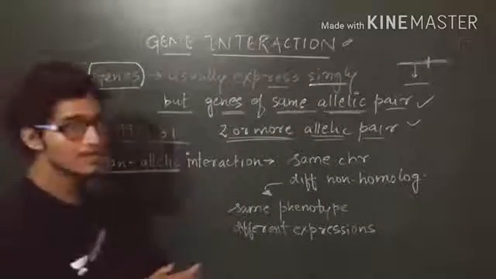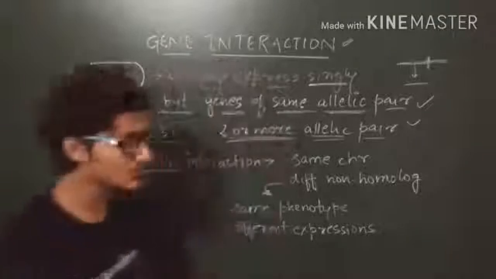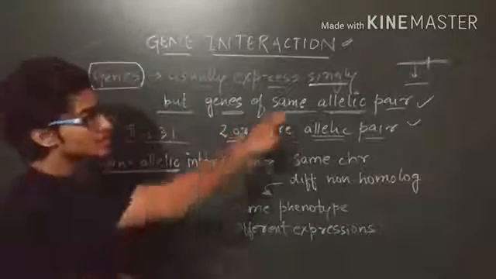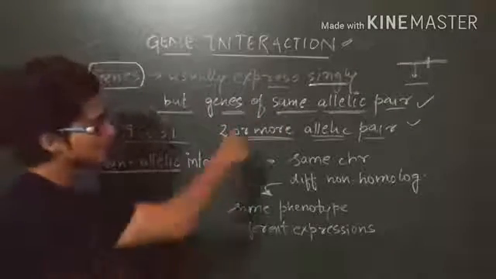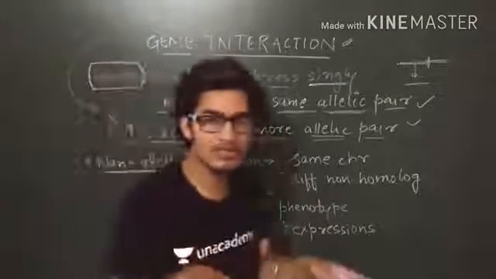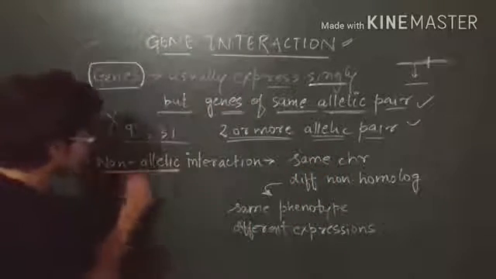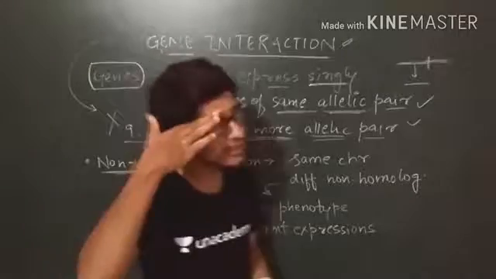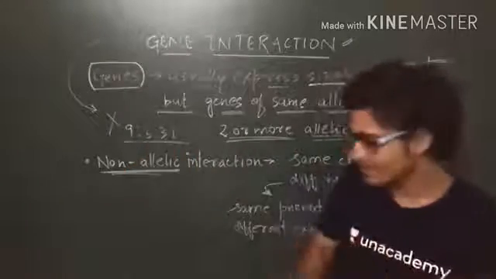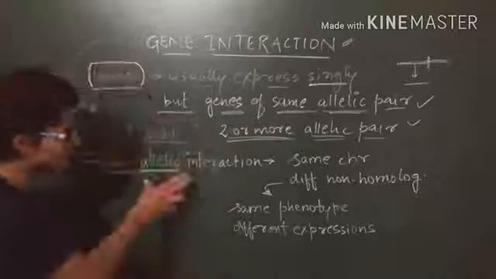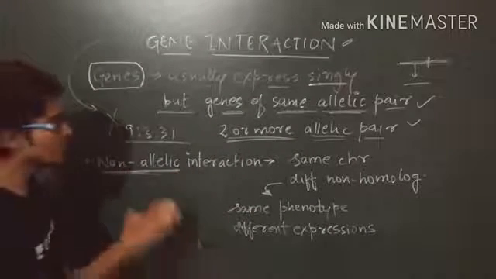Now there are further interactions also. For example, this is the allelic interaction, because in this the allelic pair is the same, but in the next case the allelic pair is not the same. These kinds of interactions are known as non-allelic interactions, and in our syllabus all the interactions are majorly non-allelic interactions. So firstly let's discuss what non-alleles are.